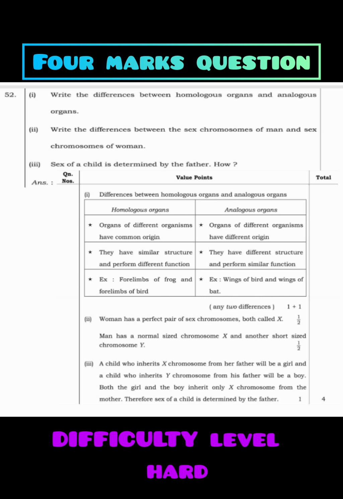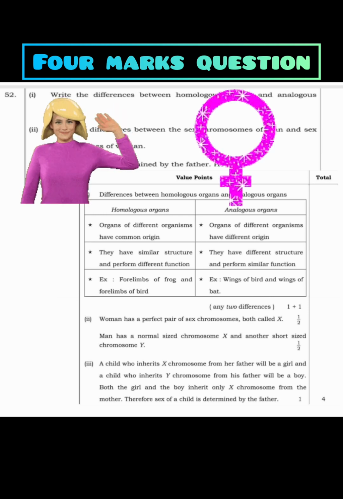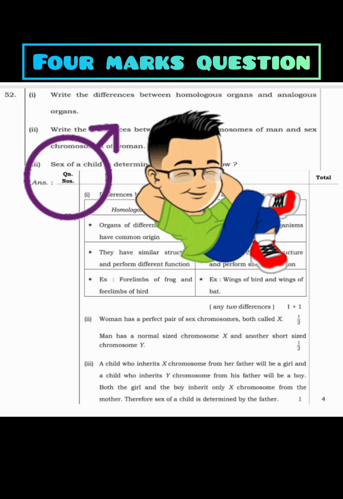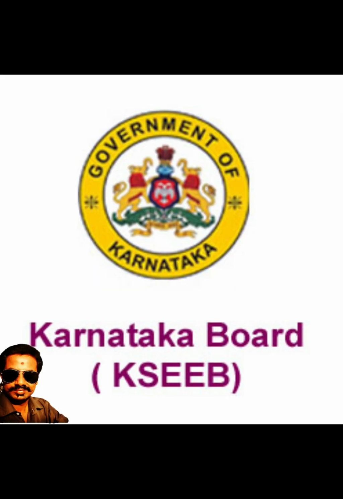Second sub question here. Write the differences between the sex chromosomes of man and the sex chromosomes of woman. Answer: woman has a perfect pair of chromosomes, both called X. Man has a normal sized chromosome X and another short sized chromosome, that is Y. Third sub question. The sex of a child is determined by the father. How? Answer: a child who inherits the X chromosome from her father will be a girl, and a child who inherits the Y chromosome from his father will be a boy. Both the girl and boy inherit only the X chromosome from the mother, therefore the sex of a child is determined by the father. By this, we have completed the question paper solving session.